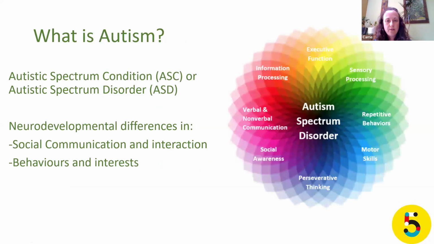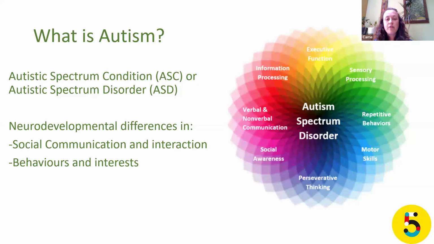So starting off with what autism is. Autism is often referred to as autism spectrum condition, ASC, or autism spectrum disorder, ASD. The reason there's two different ways of saying it is that the clinical way most people refer to it currently still is autism spectrum disorder, but a lot of the autistic community are not particularly happy with that terminology and don't like the term that it's a disorder. So many of them will choose to use the word condition instead.